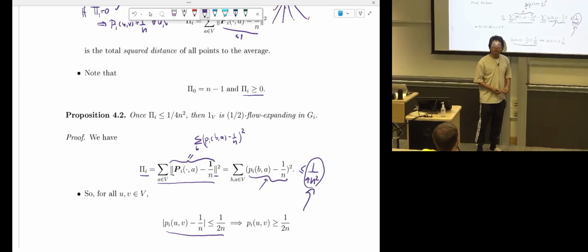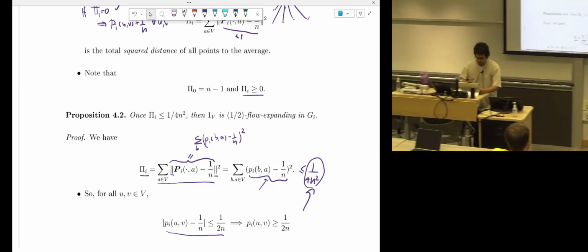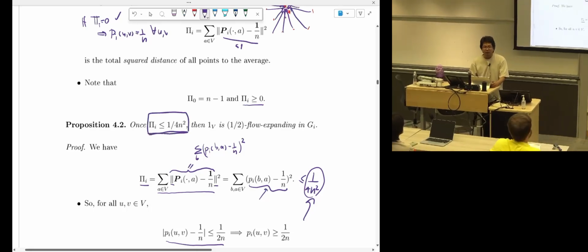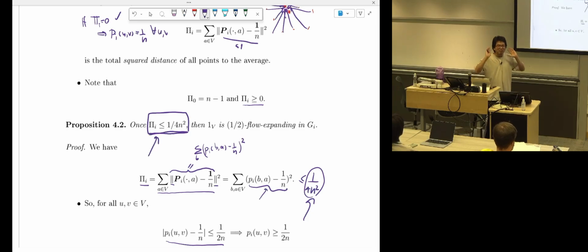But we just assume that it's less than or equal to 1/4n squared? Yeah, we assume this. We assume that the potential here is less than 1/4n squared. So then later we can make the argument. So now the goal shifts to just minimizing this potential.